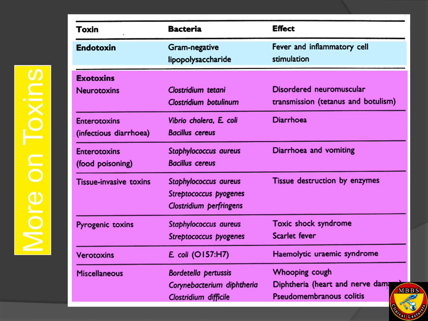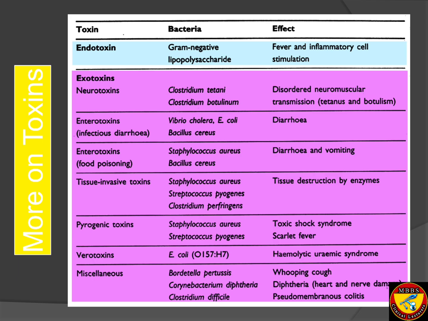So this is another good graph showing all the toxins and their effects. The endotoxin, which is a gram-negative lipopolysaccharide, causes fever and inflammatory cell stimulation. While in different exotoxins, we have neurotoxins, enterotoxins, tissue-invasive toxins, pyrogenic toxins, and virotoxins, and they are secreted by different bacteria and have different effects. Like the enterotoxins we talked about from Vibrio cholerae, E. coli, and Bacillus cereus, they all lead to diarrhea. While food poisoning, which is caused by Staphylococcus aureus or Bacillus cereus, can lead to vomiting and diarrhea.